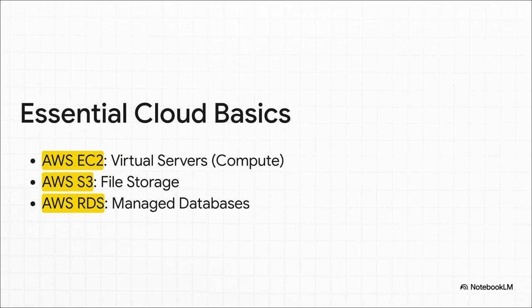An application running on your laptop is just a project. To make it a real product, it needs a home in the cloud. Now, you don't have to be a cloud wizard, but you absolutely have to know the basics. Your code needs to run on a server, that's EC2. Your app's files and images need to be stored somewhere, that's S3. And your data needs a reliable database, that's RDS. This is the last mile, taking your code and making it available to the world.